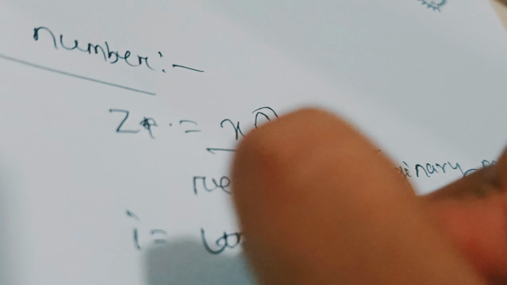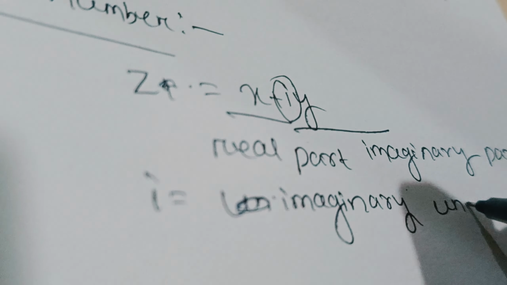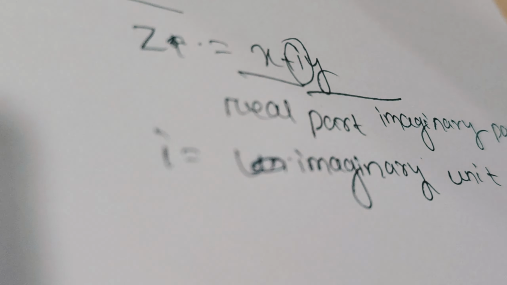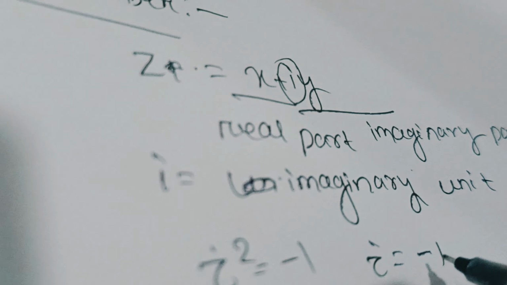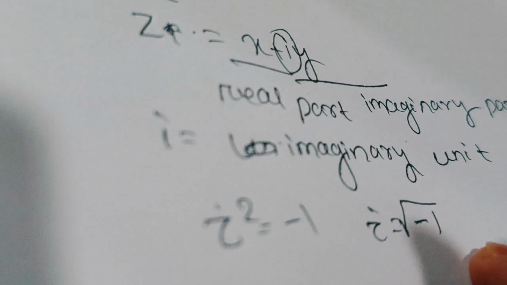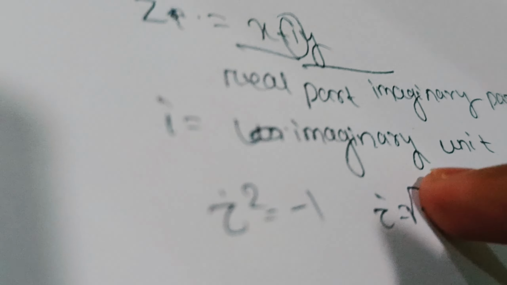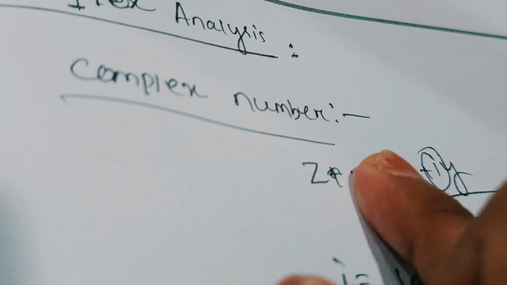i is the imaginary unit, where i squared equals -1 and i equals the square root of -1. That is called a complex number. And what is a complex function? This is a complex number. What is a complex function?